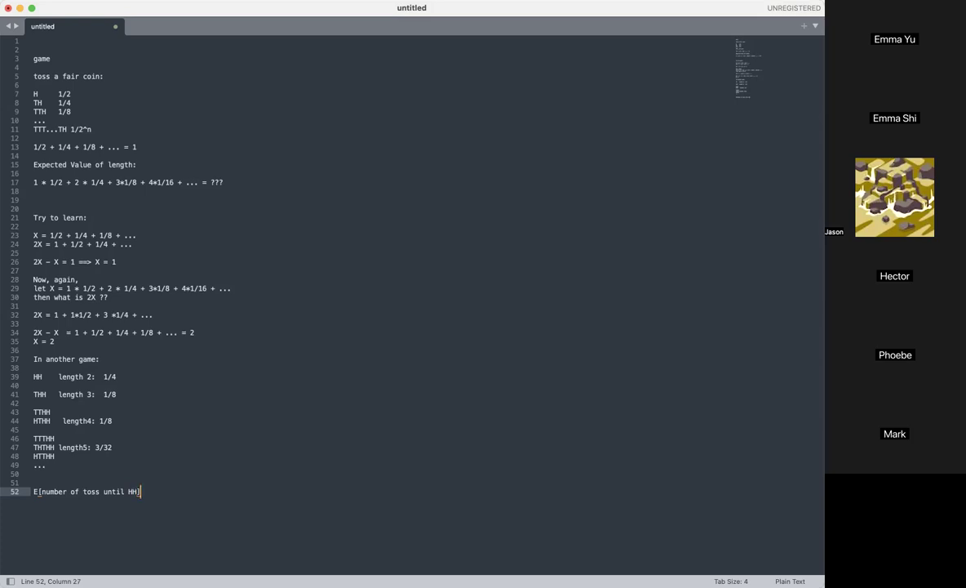Okay, so how do we get H and H? In order to get two H's in consecutive order, we first need one H to appear, and then for the second position, it can be either T or H. We can make this into another language. So, number of tosses.